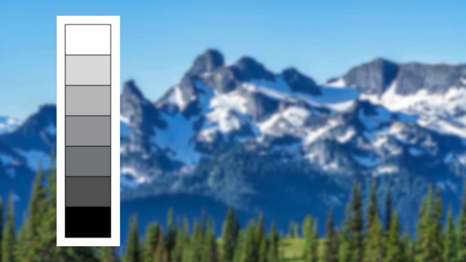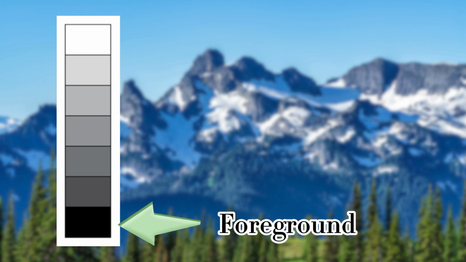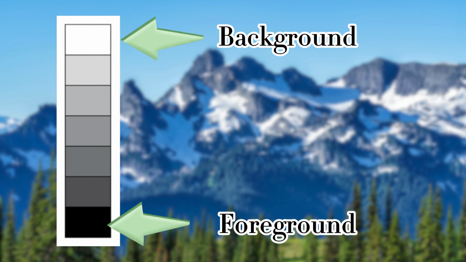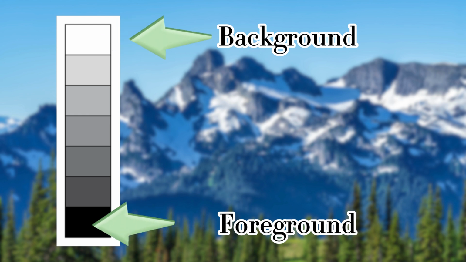Here we have a typical value chart. With atmospheric perspective, things in the foreground will be towards the bottom of the scale, whereas those things in the distance will be at the top. So as we're painting, our values will change as things go out into the distance. They'll become darker in the foreground and lighter in the background.